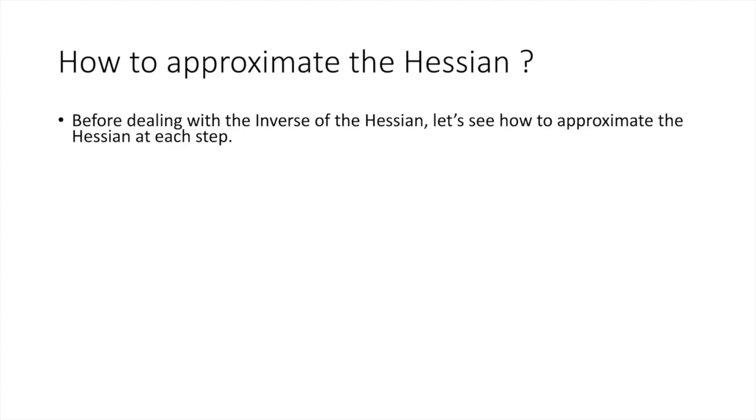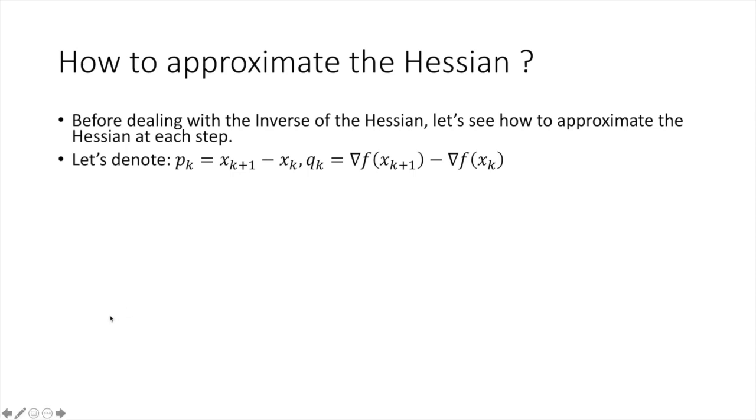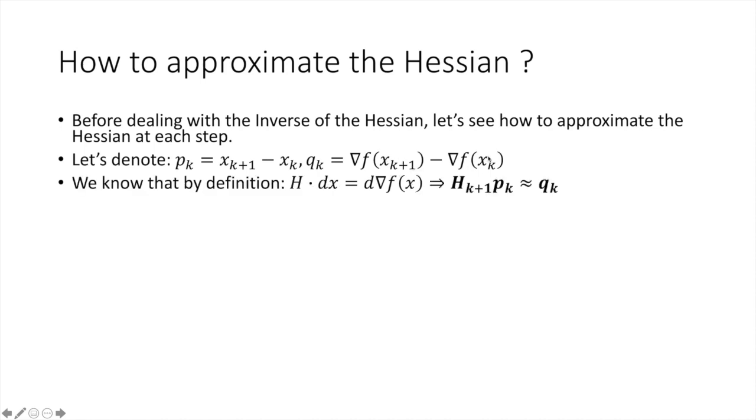Before dealing with the inverse of the Hessian, let's see how to approximate the Hessian at each step. So let's denote pk to be xk plus 1 minus xk, and qk to be the gradient at location xk plus 1 minus the gradient at location xk. We know that by definition, h multiplied by dx is dg. So h at iteration k plus 1 multiplied by pk is equal to qk, approximately. This equation is very important. It's called the secant equation.